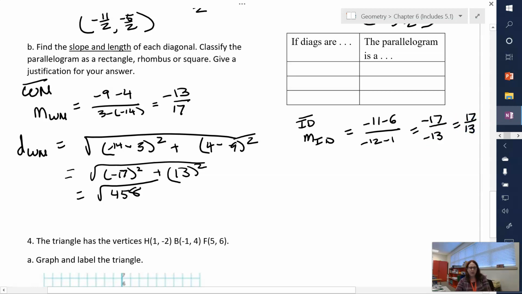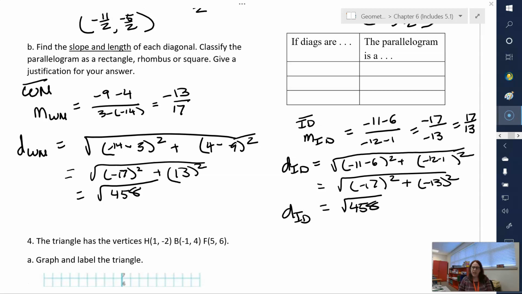So compare, and I do have a flip and switch. So I know these diagonals are perpendicular. So I have a rhombus or a square. And then the next one is the length of our diagonals. And I'm going to go ahead and pause here and fill in my numbers.